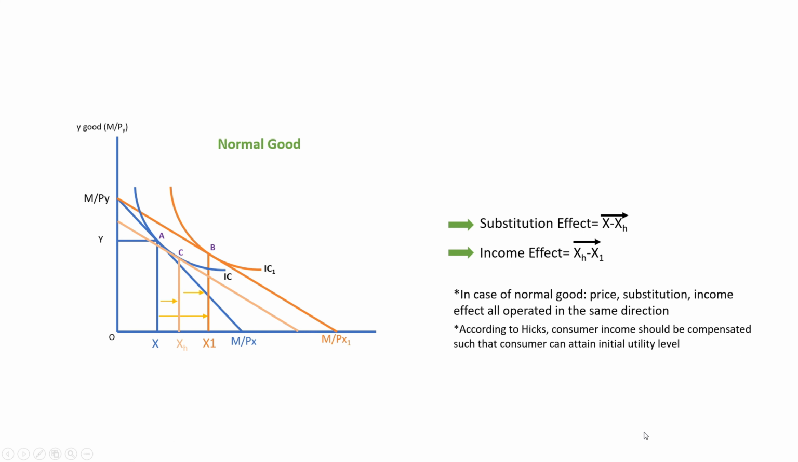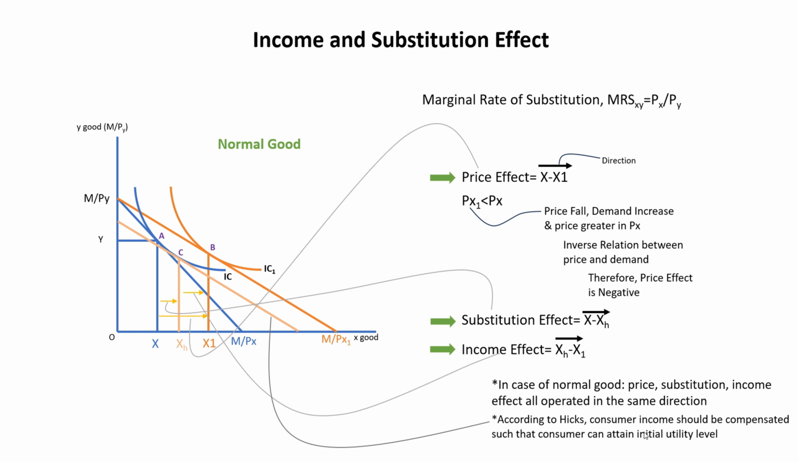I think we have understood the income and substitution effect. Here is the overall picture. You can see if you wish.